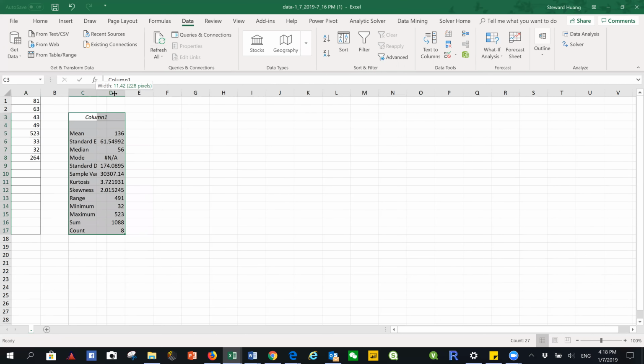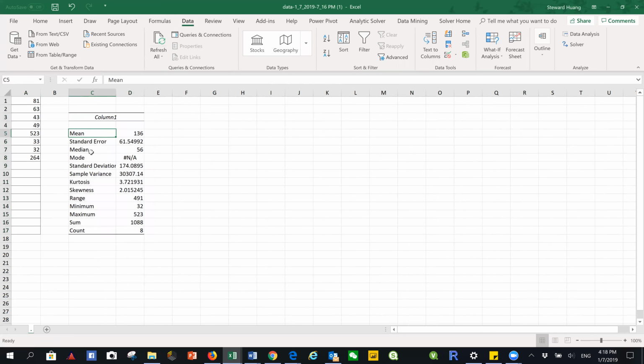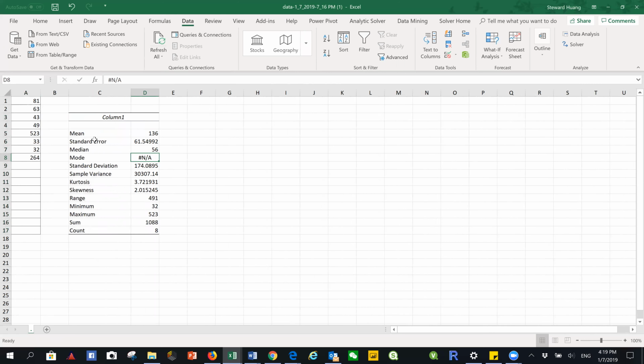So here you can see the mean, median, and mode. Obviously, there is no mode because every value appears only once, so it says not available. With one click, I have all three measures of center. Then I have standard deviation. We'll talk about standard error in the future. First let's look at standard deviation. Make sure you know that this is sample standard deviation.